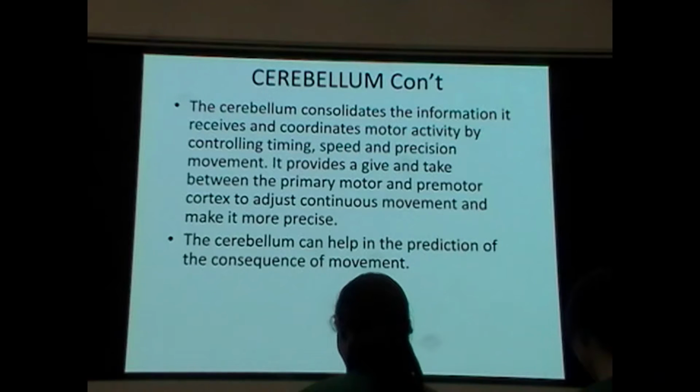All right, so what does the cerebellum do? Okay, the cerebellum will consolidate the information that it receives and coordinates motor activity by controlling the timing of movement, the speed of movement, the precision of movement. It provides a give and take between primary motor cortex, or what I consider the precentral gyrus, and the premotor cortex, or supplementary motor cortex just in front of it.